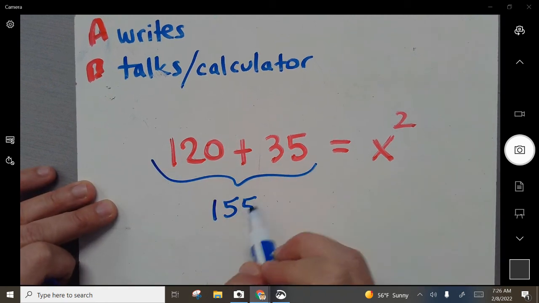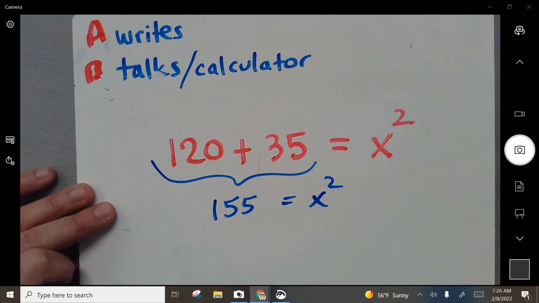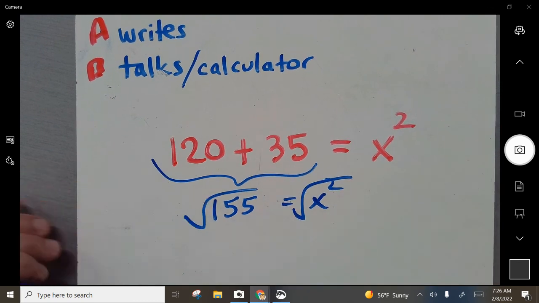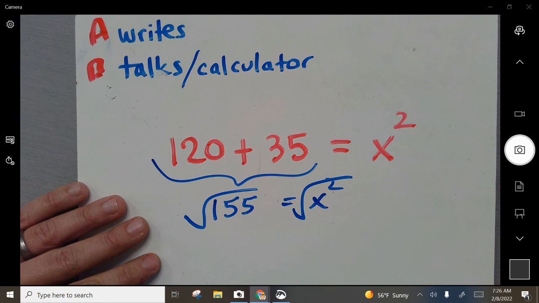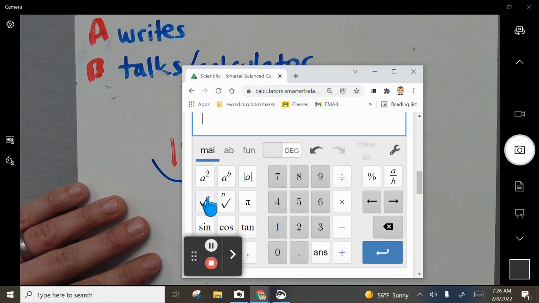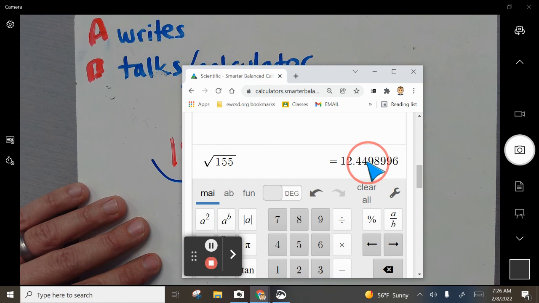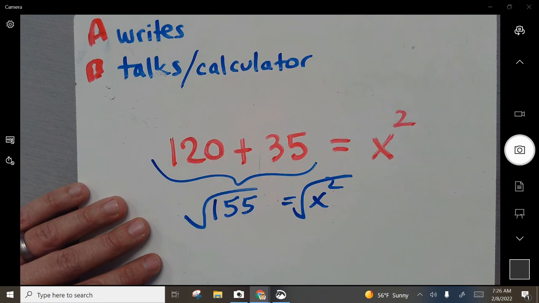This is going to be 155 equals x squared. All right, so then you square root both sides. Square root of 155. Let's take a look. 12.44. We don't bump it up. 12.4 is your answer. You need to know this for the exit ticket. Rounding is very important for the exit ticket.